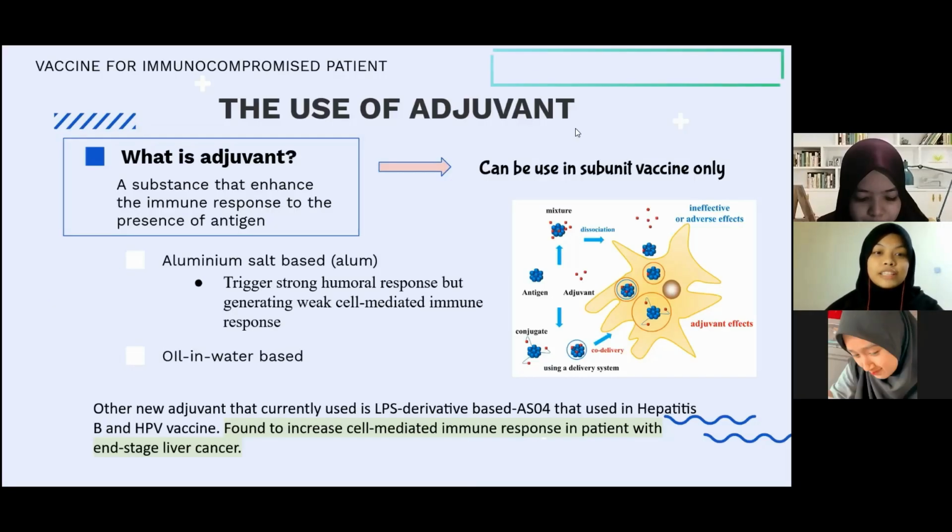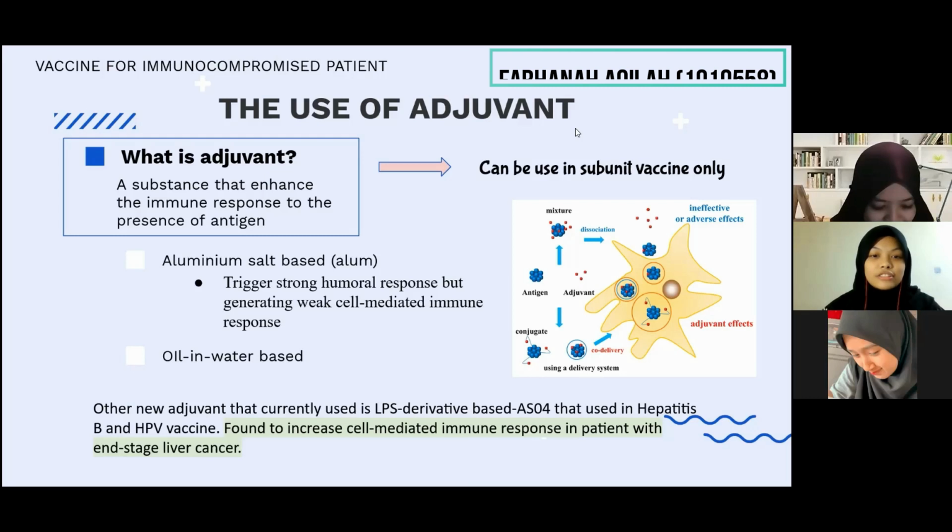Now I will explain the use of adjuvant in the vaccination process among immunosuppressed individuals. Firstly, we need to know what an adjuvant is. An adjuvant is a substance that enhances the immune response to the presence of antigen. Basically, adjuvants can only be used in a subunit vaccine as they do not contain any potential viral genomic element that can increase the probability of developing disease.